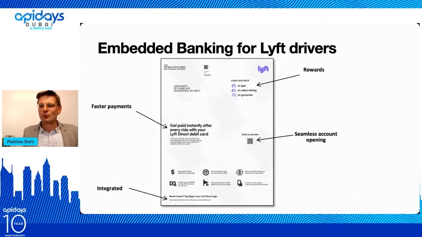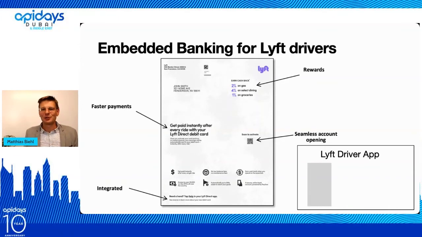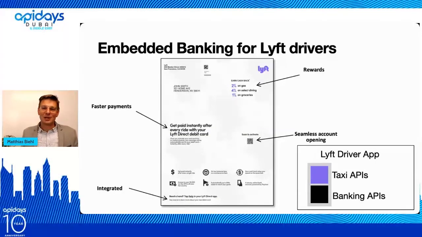The same is true for the taxi business, for Lyft drivers. Lyft drivers have the Lyft driver app, where they see where their next customer comes from, and that's the taxi APIs that are provided by it. But now they can also receive their payments directly into their bank account and use this bank account directly with a credit card that's associated with it. So there is banking functionality baked into the Lyft driver app.